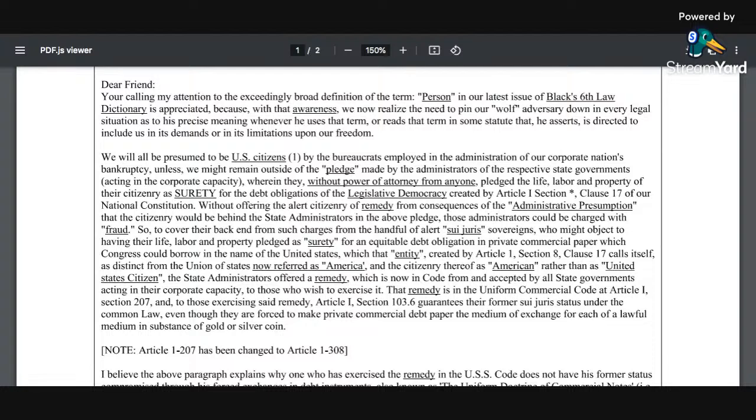Yeah, man. So to cover their back end from such charges from the handful of alert sovereigns who might object to having their life, labor, and property pledged as surety for an equitable debt obligation in private commercial paper which the foreign US Congress could borrow in the name of the corporate state, corporate United States, which that entity created by Article 1, Section 8, Clause 17 called itself as distinct from the Union of States, now referred as America.